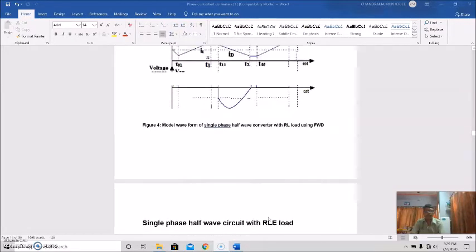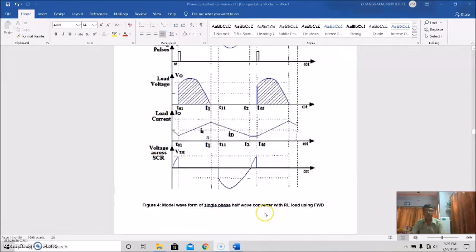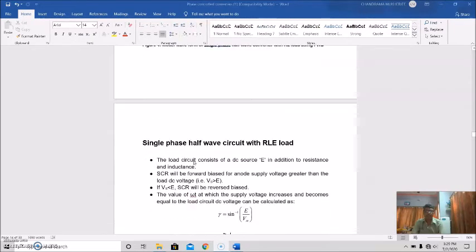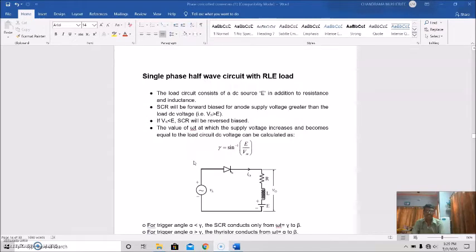Now this is all about our discussions on the RL load with freewheel diode for a single phase half wave converter. Now we'll extend our discussions. If we extend the load with another voltage source, that is a battery in series with the RL load, the circuit diagram will be like this.